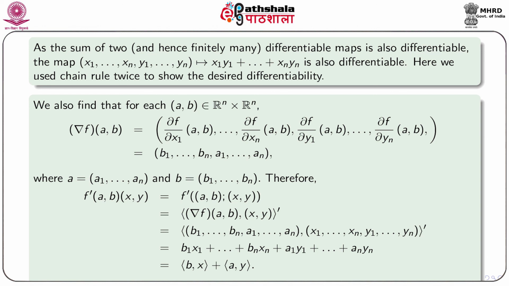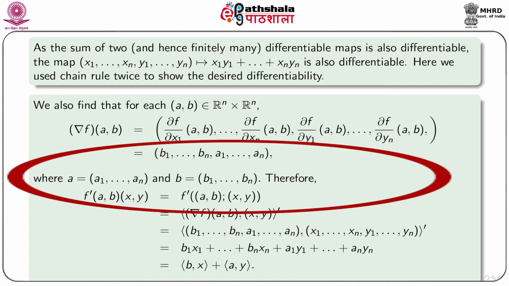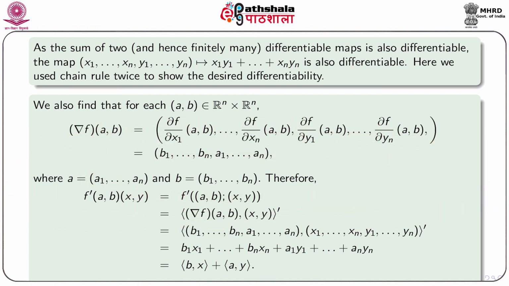We also find for each (a, b) in R^2n, that is a in R^n and b in R^n, grad f at the point (a, b) equals del f del x1 at (a, b) up to del f del xn at (a, b) followed by del f del y1 at (a, b) up to del f del yn at (a, b). And this is nothing but the 2n-tuple b1 up to bn followed by a1 up to an, where a is the point a1 to an and b is b1 to bn.